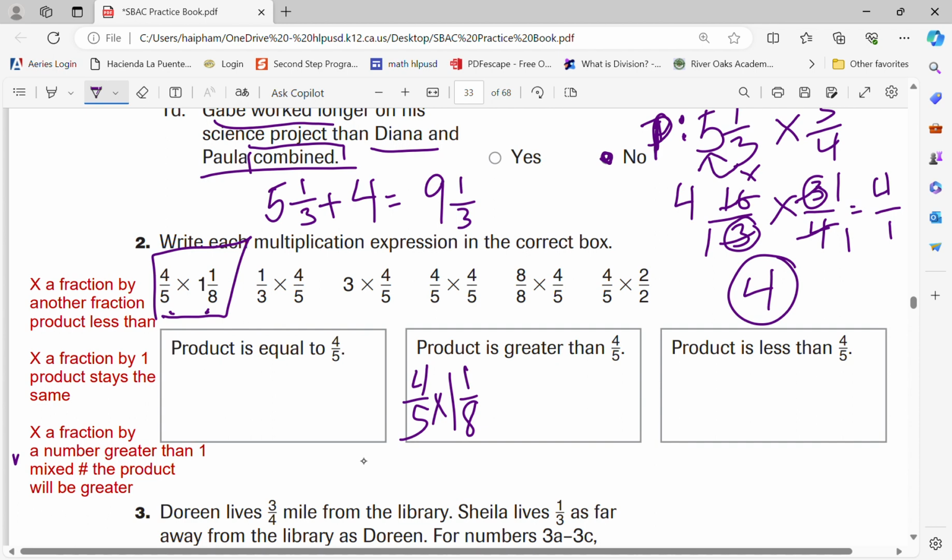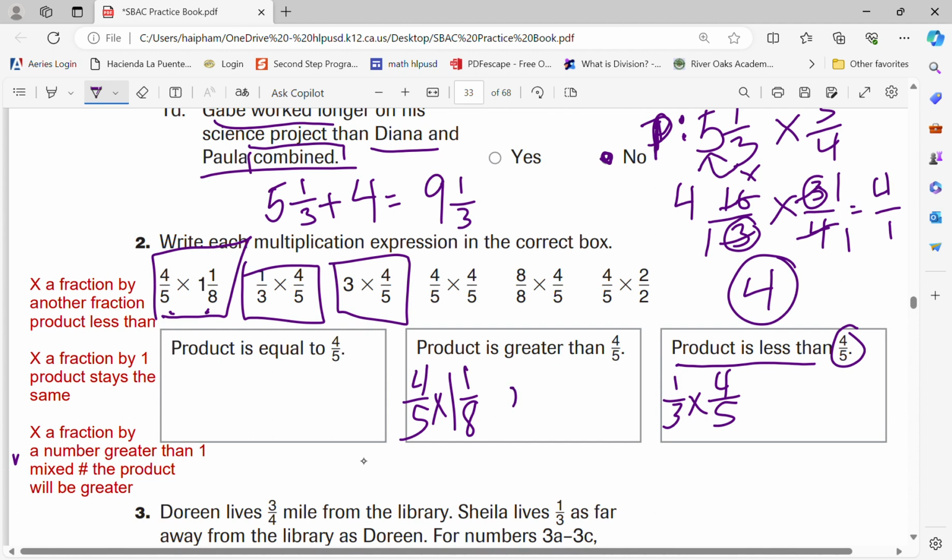Okay, moving on. We have 1/3 times 4/5. Here we have a fraction multiplying by another fraction, which means the product should be less than 4/5. So we have 1/3 times 4/5. Moving on, 3 times 4/5. Again, when you multiply a fraction by a number greater than 1, and 3 is obviously greater than 1, the product will be greater than 4/5. So that's right, 3 times 4/5. Move it down there.